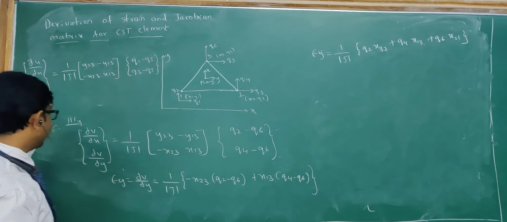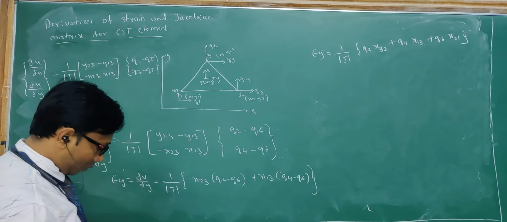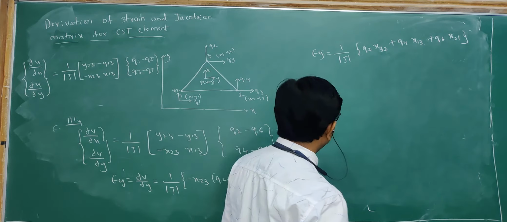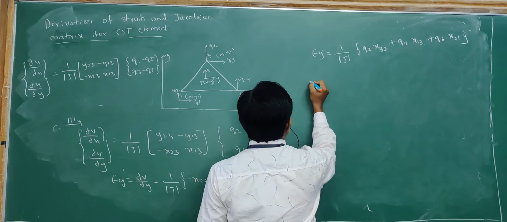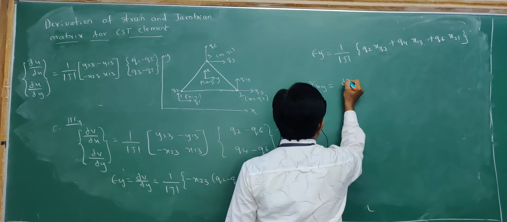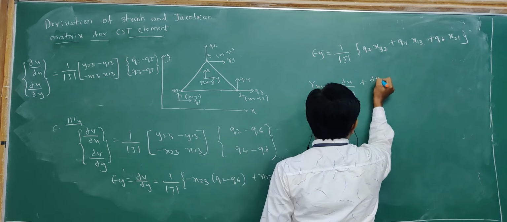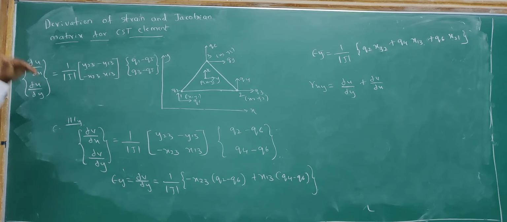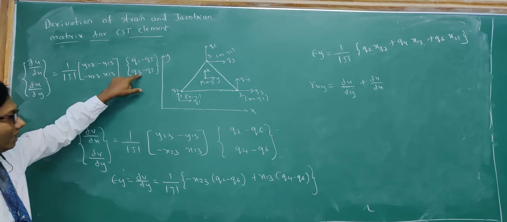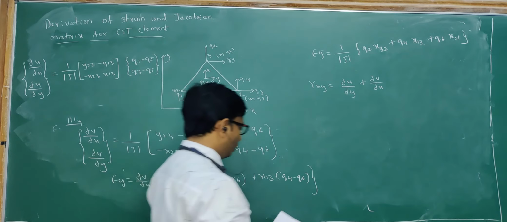So you have got epsilon x, epsilon y. So finally you have to calculate gamma xy. Gamma xy is nothing but, if I want to find out, dou u by dou y plus dou v by dou x. The same thing, whatever equation you have got for dou u by dou y here, you have to multiply that, plus dou v by dou x, you have to multiply this. So you have to do that.